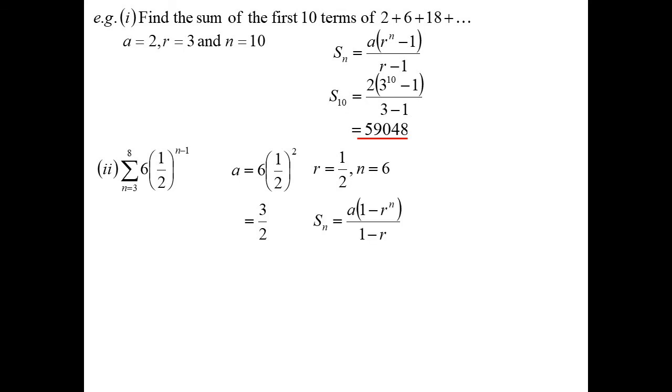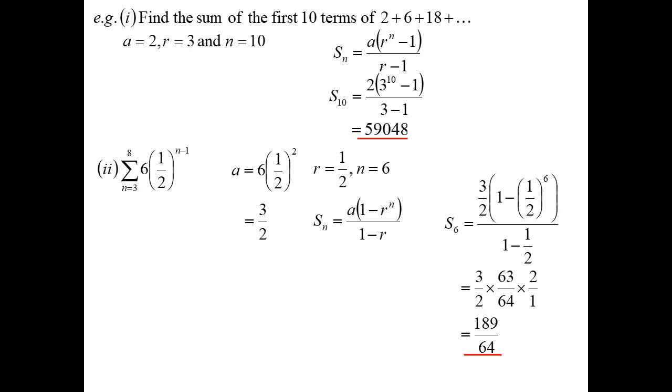Subbing that into our formula, this time I'm using the 1 minus r formula because the ratio is less than 1. So subbing into that, I get a, 3 on 2, 1 minus r to the power of n, so 1 minus a half to the power of 6, all over 1 minus a half. And that all tidies up, and eventually we get 189 on 64. Personally, I work out the half to the power of 6 first, subtract that from the 1.